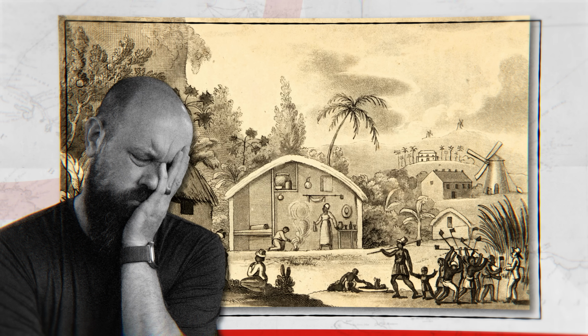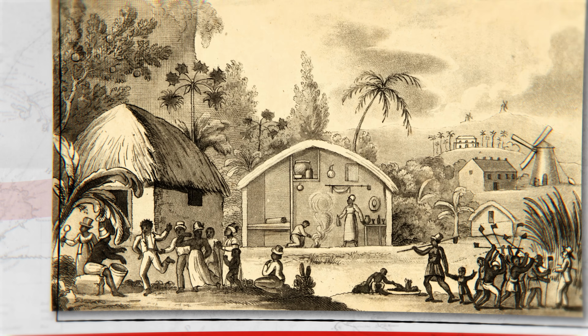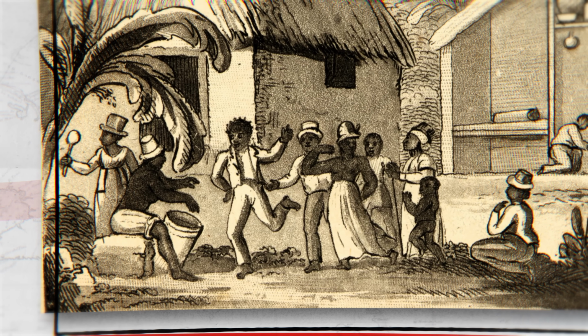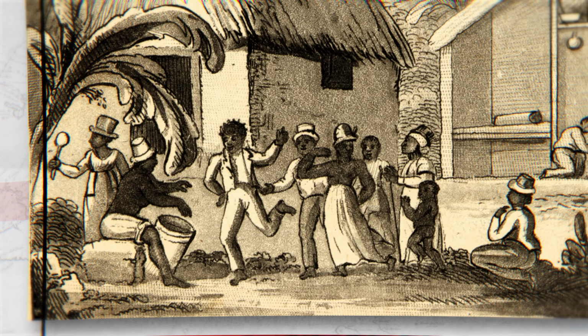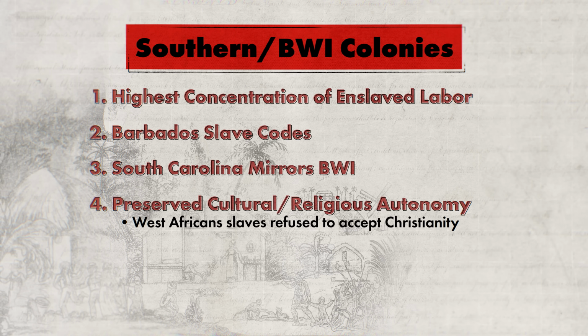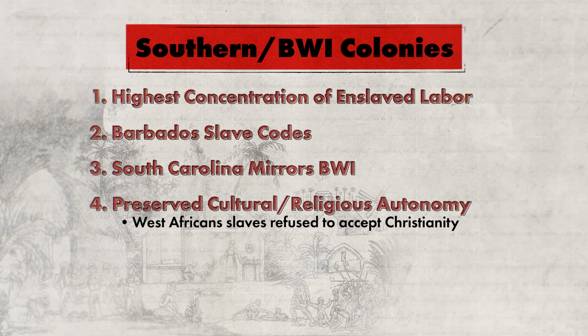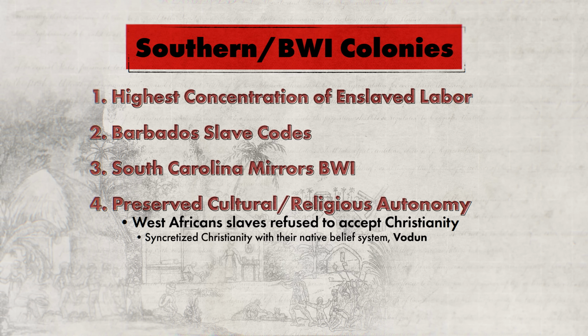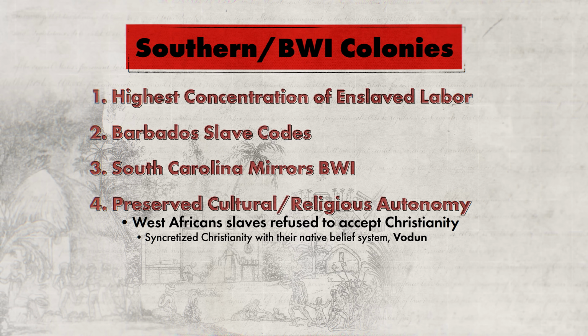However, it's going to be important to know that these enslaved Africans fought to preserve their own cultural and religious autonomy in opposition to all the efforts of planters to dehumanize them. For example, many West African slaves refused to accept the Christianity of their white masters, but instead syncretized Christianity with many aspects of their native West African belief system, Vodun. And one way they did this was by associating traditional Christian saints with Vodun spirits, and in that way African slaves were able to maintain their cultural heritage while giving birth to a new blended belief system.